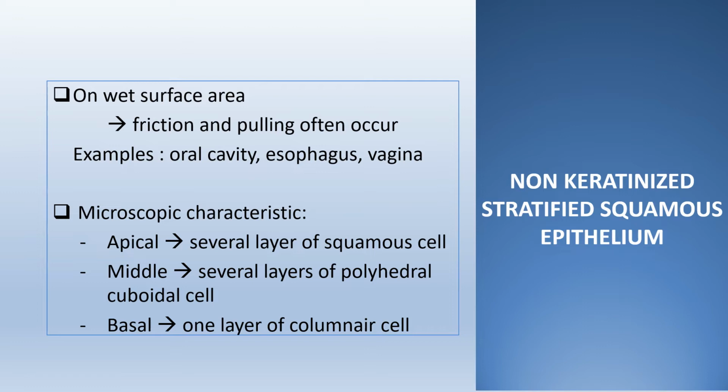Non-keratinized stratified squamous epithelium can be found in wet areas where friction and pulling often occur, such as the oral cavity, mouth, esophagus, and vagina. The microscopic characteristic of non-keratinized stratified squamous epithelium is that it is divided into three layers. The apical layer consists of several layers of squamous cells. In the middle layer, there are several layers of polyhedral cuboidal cells, and in the basal layer, there is one layer of columnar cells.